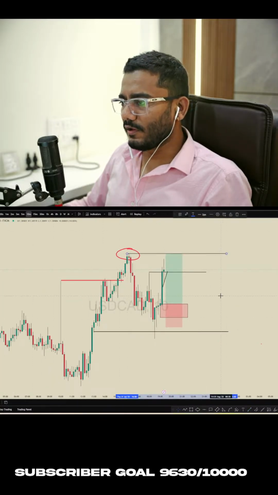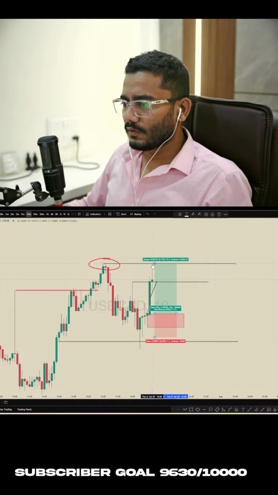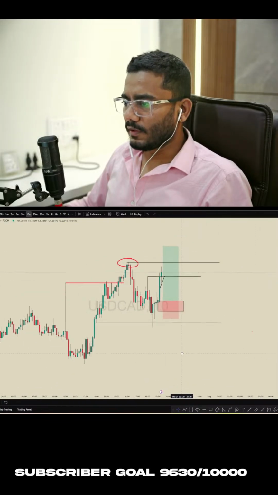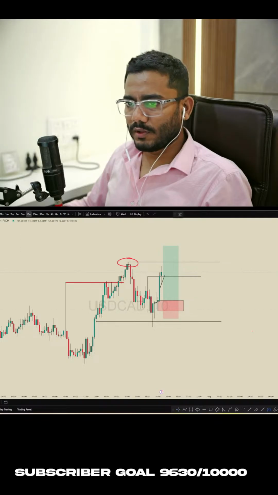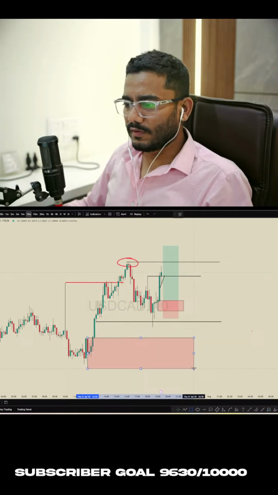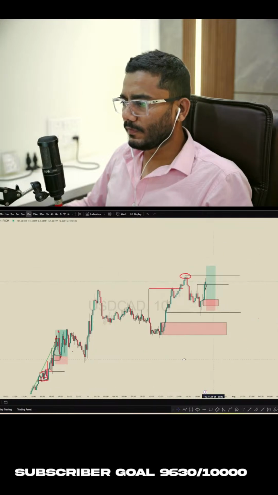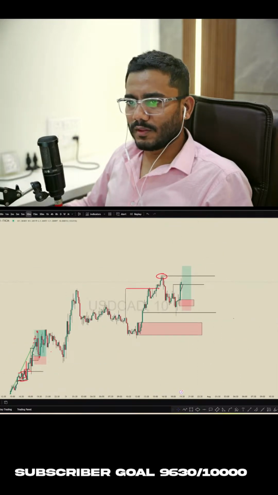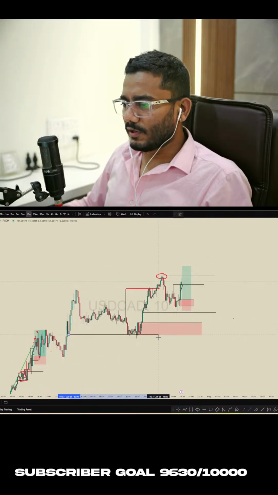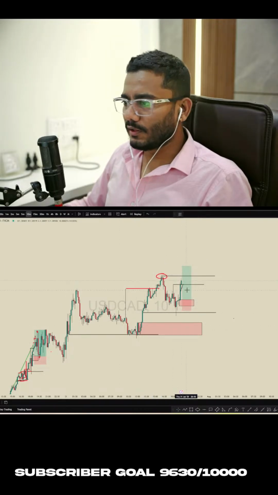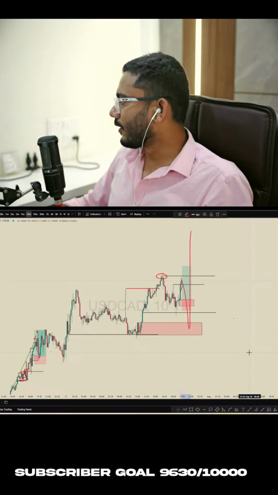This next high will be our target. 1:3. And this is another POI which we can use for our entry. Same thing. Price swept the liquidity, broke the structure, created more liquidity. We have this trend line liquidity, equal lows. We can use this for our entry.